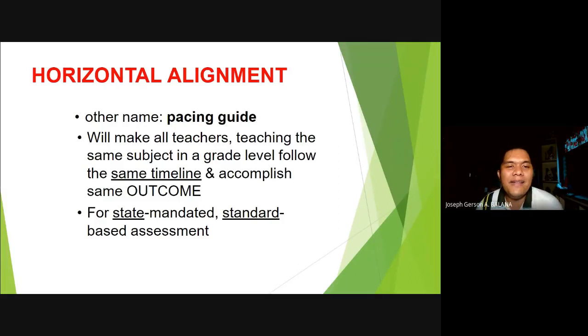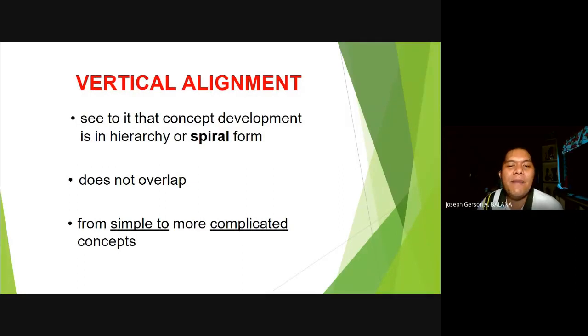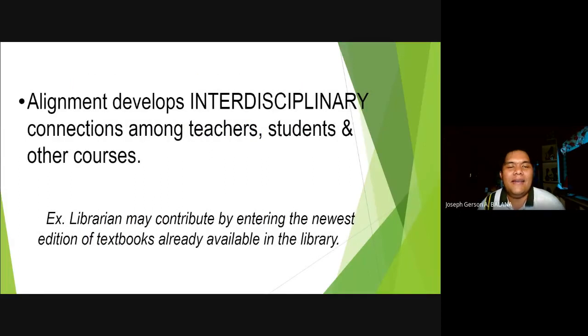So horizontal alignment is also called the pacing guide. The horizontal alignment is actually for the time. Time boundedness, the timeline from beginning to the end. Well, the vertical alignment is a spiral from simple to complex, from easiest to most difficult. And the curriculum guide promotes interdisciplinary connections among teachers, among students, and other courses or other subjects.